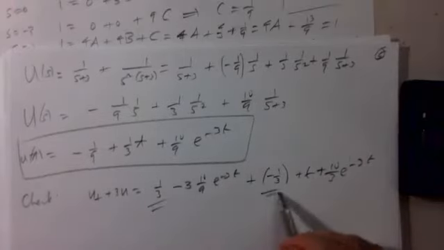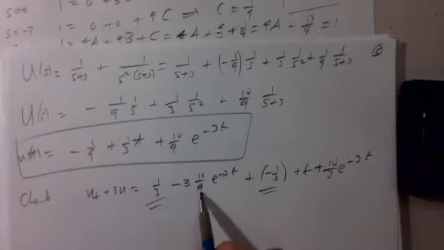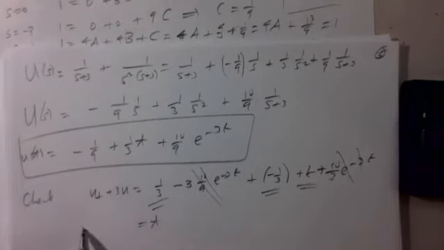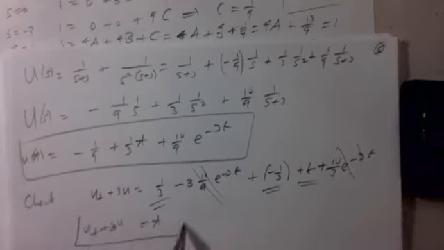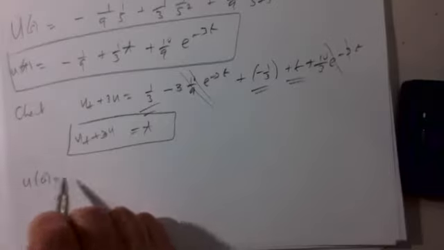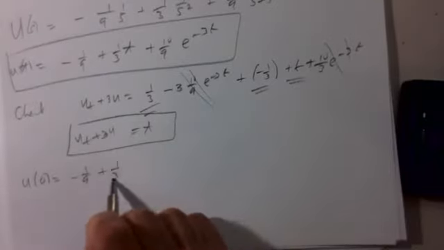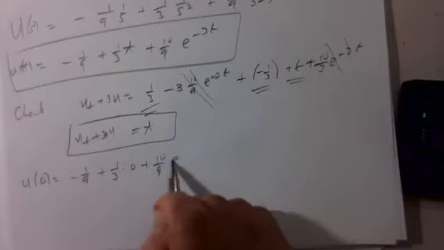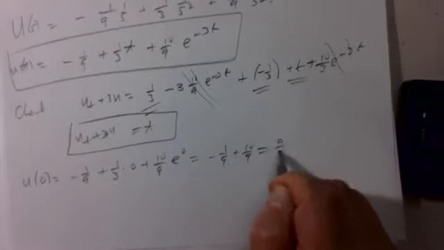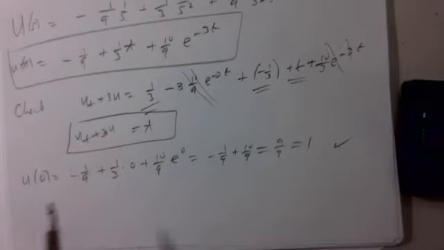So the plus 1/3 and the minus 1/3 cancel. This is minus 10 over 3 plus 10 over 3. These cancel. I'm just left with this equals t. So the differential equation is satisfied, and u at 0 is minus 1/9 plus 1/3 times 0 plus 10/9 e to the 0. So that's minus 1/9 plus 10/9 is 9 over 9 is 1. So everything checks. So it's always good to check, and we check, and the initial condition is satisfied as well as the differential equation. Okay.